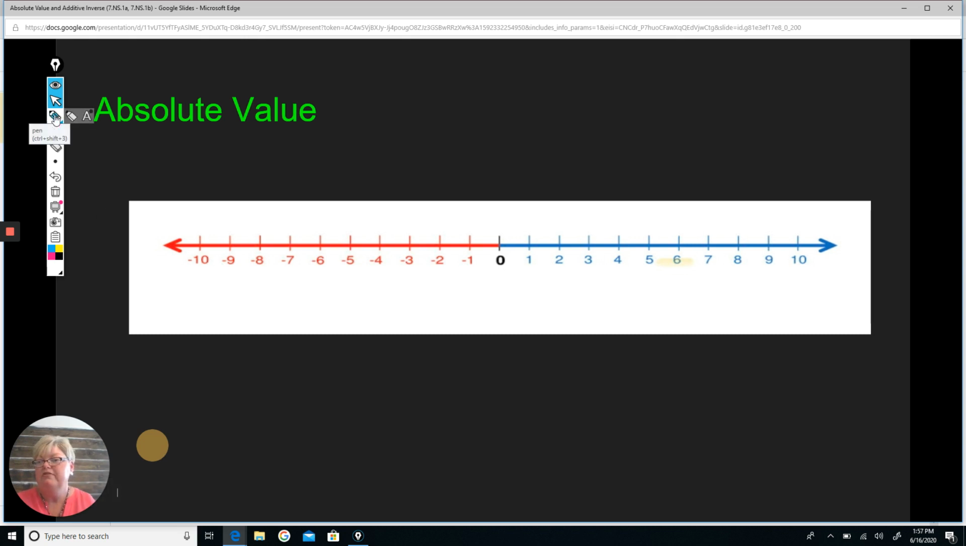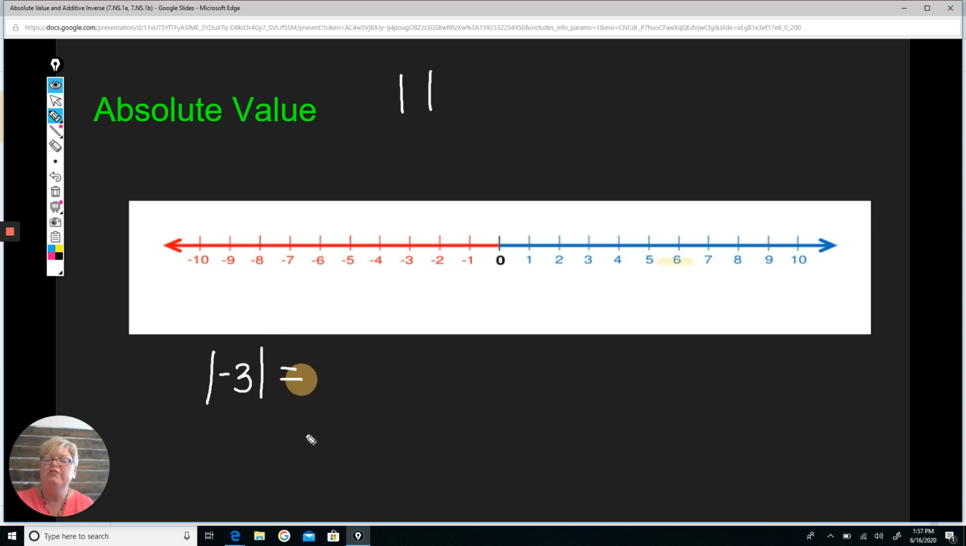So on absolute value, the symbol that we use is two straight lines, and it usually will have a number in between the two lines. So we're going to work a few problems. If I have the absolute value of -3, what would be the solution to that?